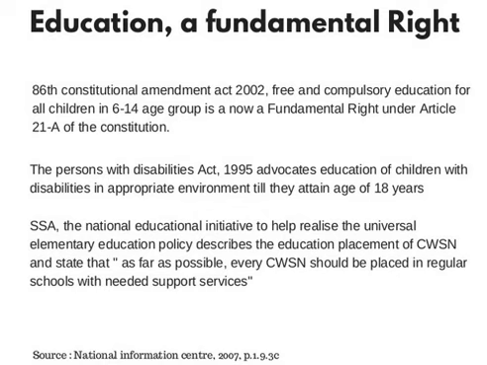The Sarva Shiksha Abhiyan, which is the national education initiative to help realize universal elementary education, describes the educational placement of children with special needs and states that as far as possible every child with special needs should be placed in regular schools with needed support services. So it is a directive and it is still under process, where each and every child would be given an appropriate environment till the age of 18 years.